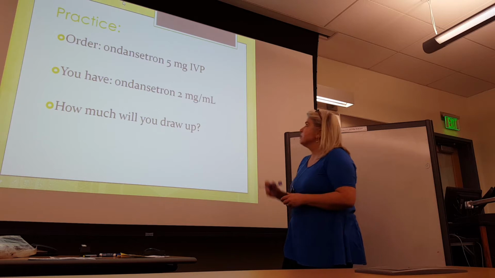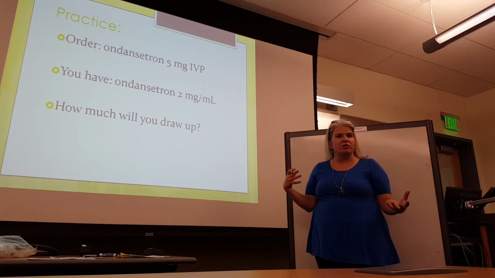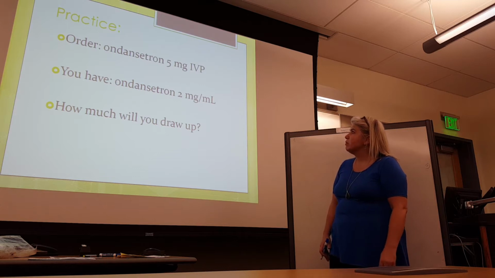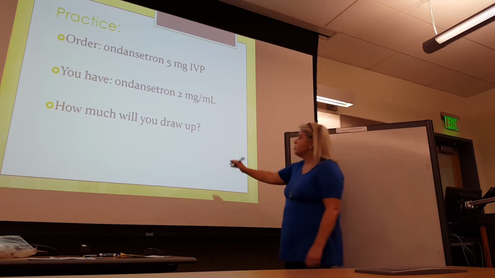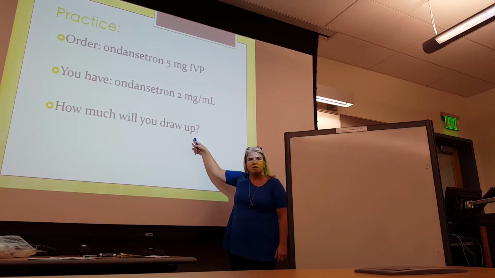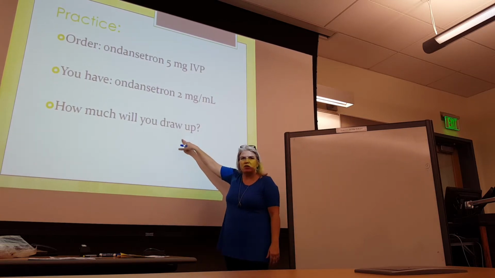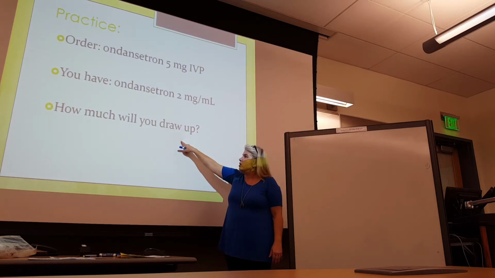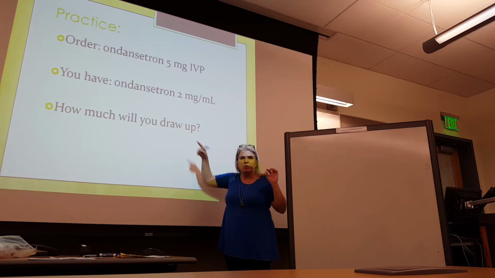So for example, let's say we have ondansetron, another name for that is Zofran, 5 milligrams IV push. What you have is Zofran 2 milligrams per mil. How much will you draw up? According to the rules of dimensional analysis, you want to put what you're calculating on the left side of your equation. So what is it that you're calculating here? Good. You're going to draw it up into a syringe, so what you're calculating is milliliters.